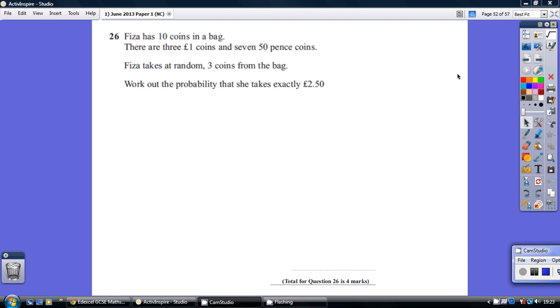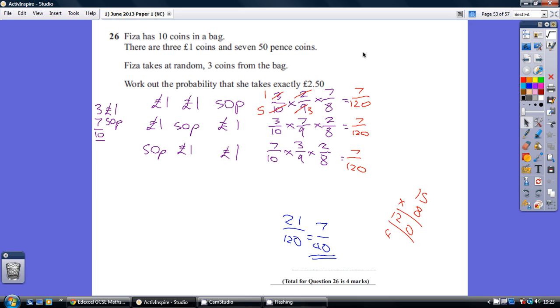This is question 26, have a go. Okay, so this is really a probability tree question, but we're just going to select the three specific branches that we want. Now we've got to work out the probability she takes exactly £2.50. She takes 3 coins from the bag.